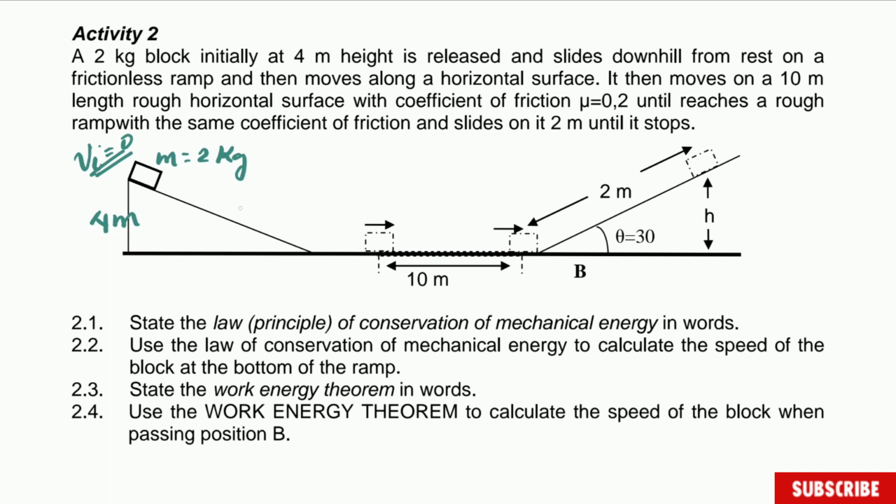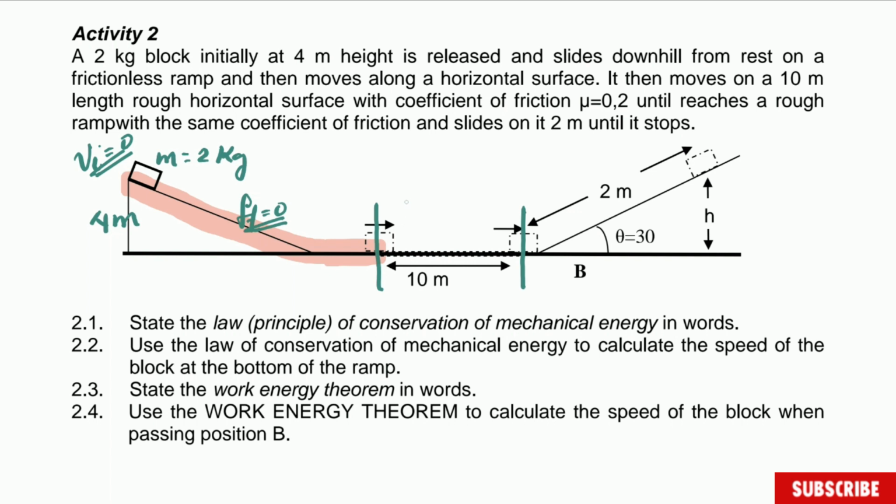So there is no friction on this ramp, which I'm going to mark here. All this area is frictionless up until there. All the time the frictional force is equal to 0 on that surface. It then moves on a 10 meters length rough surface. So from this point to this point, there is friction.